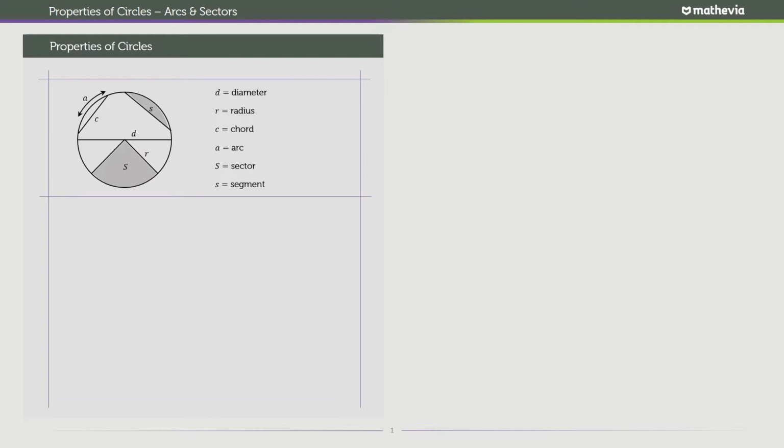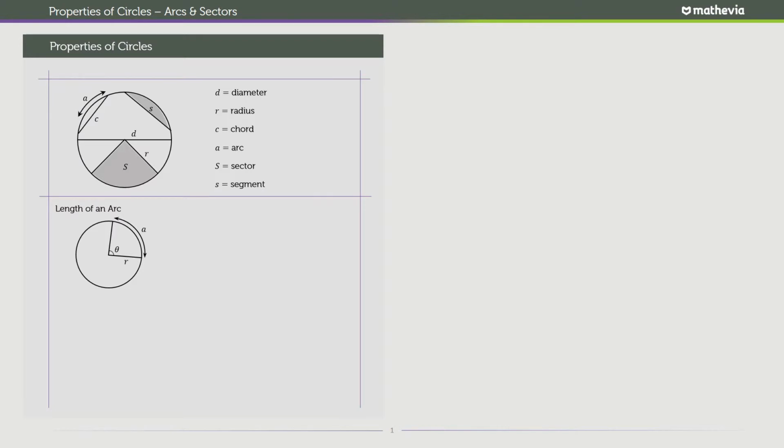Now we're going to be learning about the properties of a circle, the relationship between some of these parts of the circle. Let's start off with the length of an arc. The length of an arc is very, very simple, something very easy to understand.